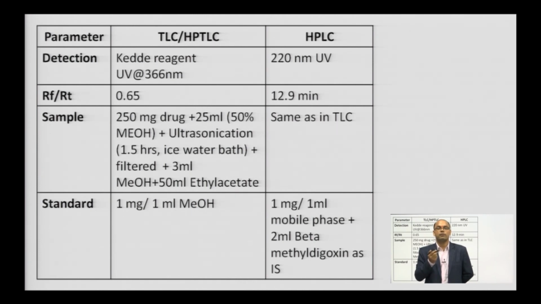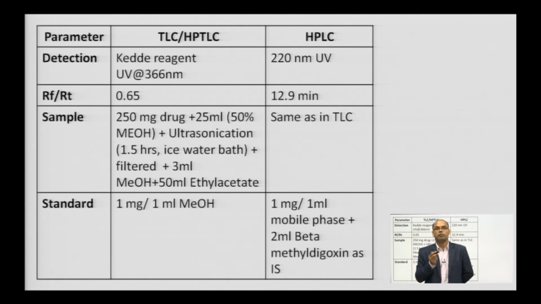The retention time for digoxin in the chromatogram was obtained at 12.9 minutes. It means that after the time of injection, it took 12.9 minutes for digoxin to show its peak in the chromatogram. So, at the time of injection you get a plain line, and after 12.9 minutes you suddenly get a peak, and that peak at 12.9 minutes shows the presence of digoxin in the sample.